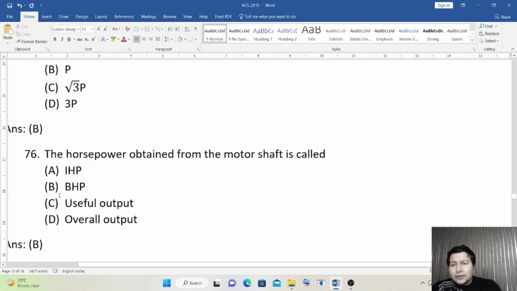76 number question: the horsepower obtained from the motor shaft is called IHP, BHP, useful output, overall output. So, correct option will be brake horsepower or BHP.